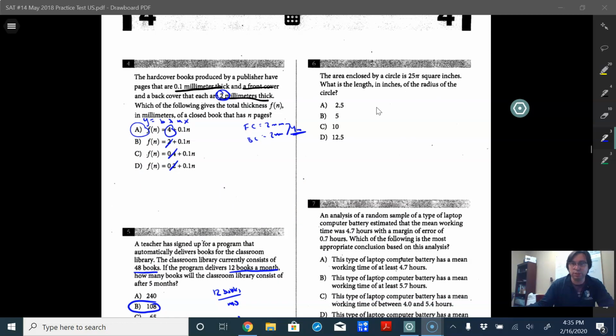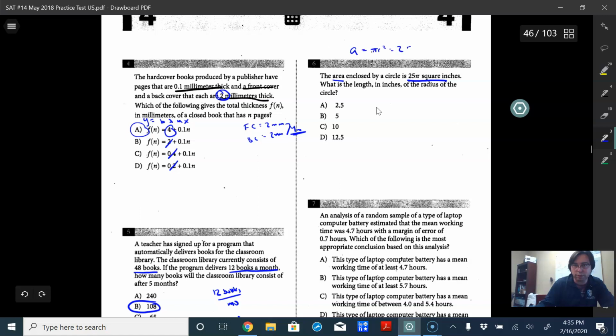Okay, so let's look at number 6 here is what we have. It says the area enclosed by a circle is 25 square inches. And so that's telling us that the area of a circle is equivalent to pi r squared, which is equivalent to 25 pi here. So that should tell us that the radius of this is 5, because remember, pi r squared is equal to 25, so it means r is there.